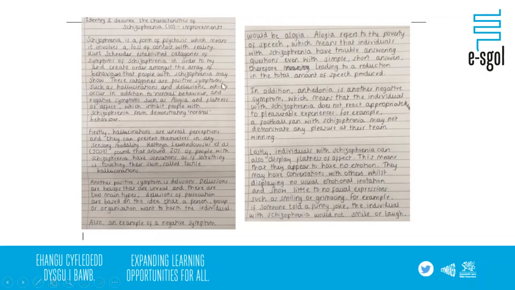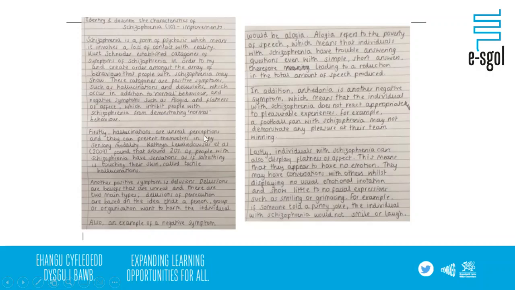These categories are positive symptoms such as hallucinations and delusions, which occur in addition to normal behaviour, and negative symptoms such as alogia and flatness of affect, which inhibit people with schizophrenia from demonstrating normal behaviour. So there's that word inhibit. So terminology, correct terminology, is being used throughout here.